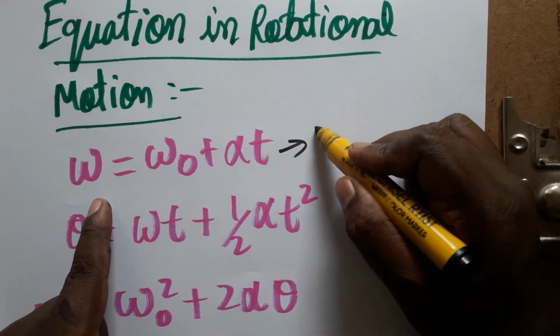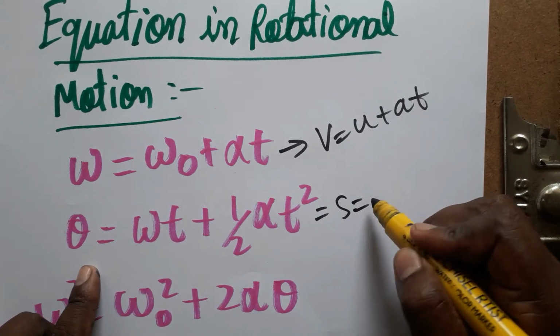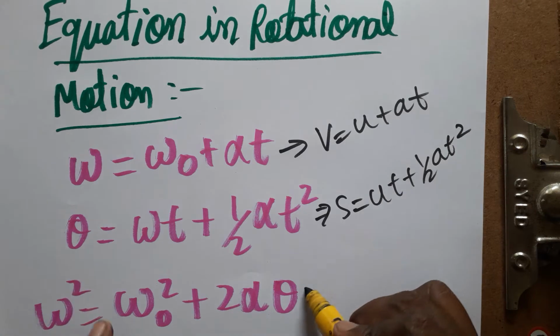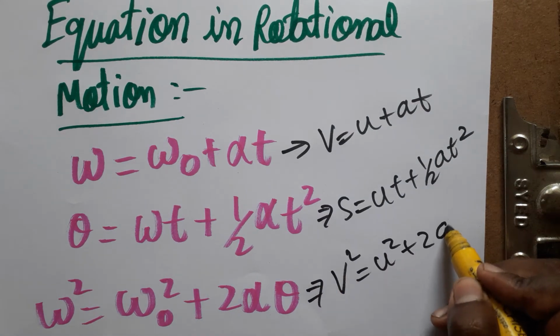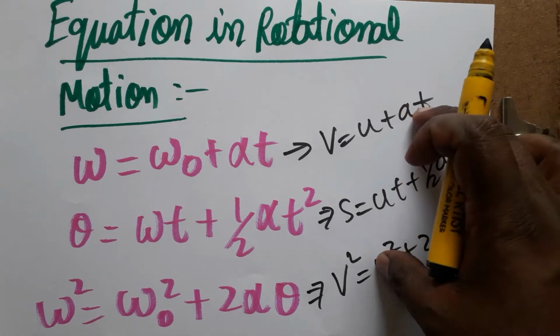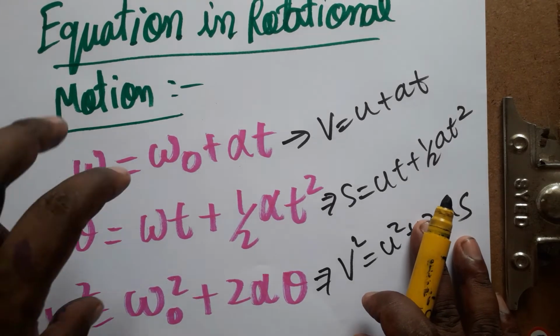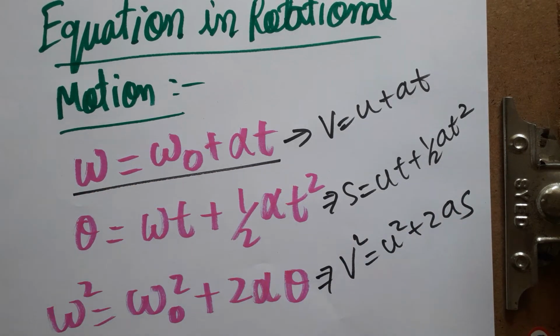The same as v is equal to u plus at, and s is equal to ut plus half at square. v square is equal to u square plus 2as. So these are the three equations of motion for linear motion. Now we are going to discuss rotational motion: the first equation, the second equation, the third equation.